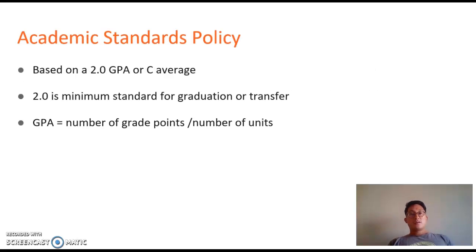Academic standards policies are based on a 2.0 GPA, or C average, so one must meet that minimum GPA to transfer or to receive a degree. What this means essentially is that even if you've taken all of the required courses for graduation or transfer, you're not able to unless that GPA is a 2.0 or higher. And a little review from our last lecture, again, how to calculate GPA: the number of grade points for the class divided by the number of units.